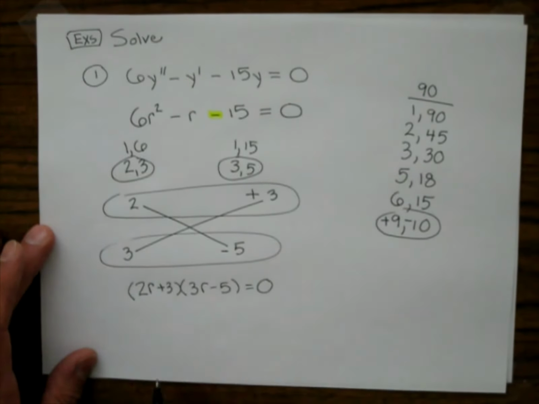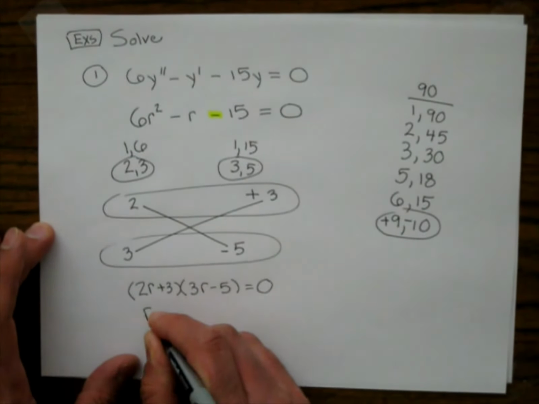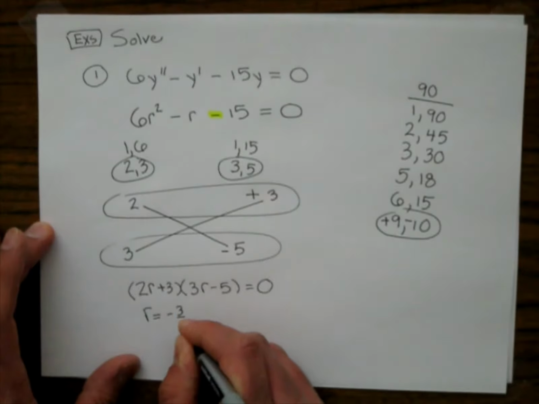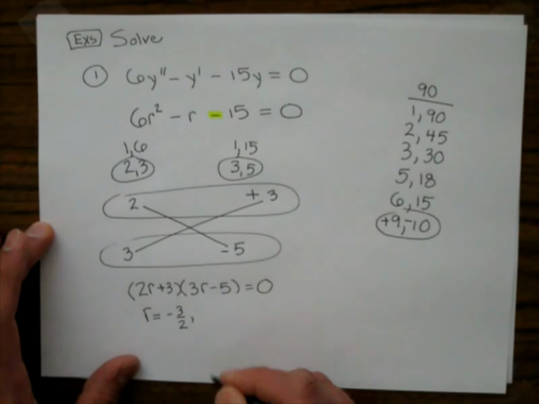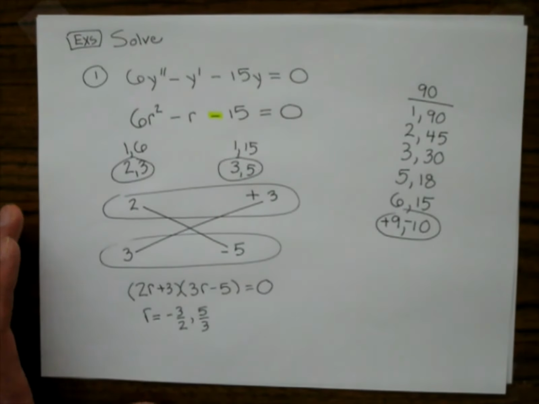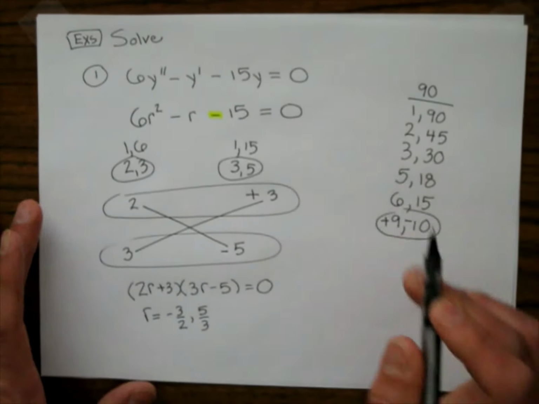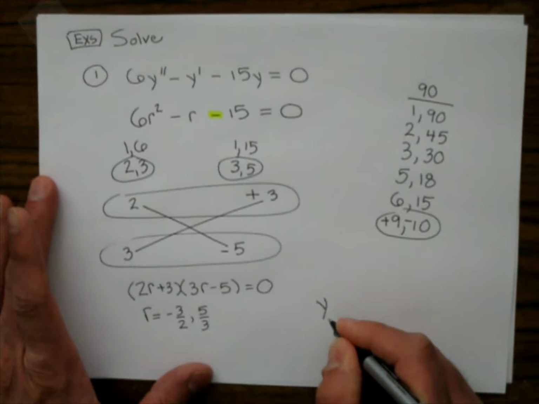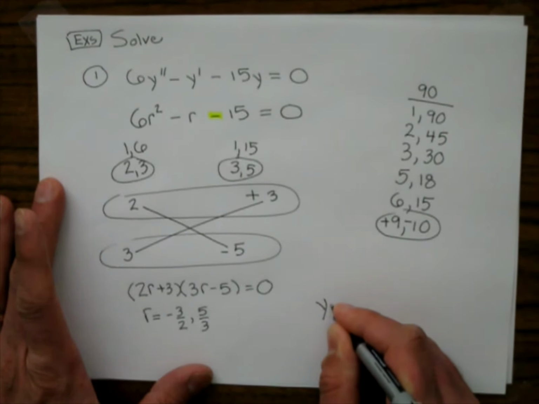I set each of those equal to 0, and I get 2 r values. I get r equals -3/2, and the other one gives me r equals 5/3. So let's go ahead and write up the solution to our differential equation. If we remember back from 8.1, this is what we do.